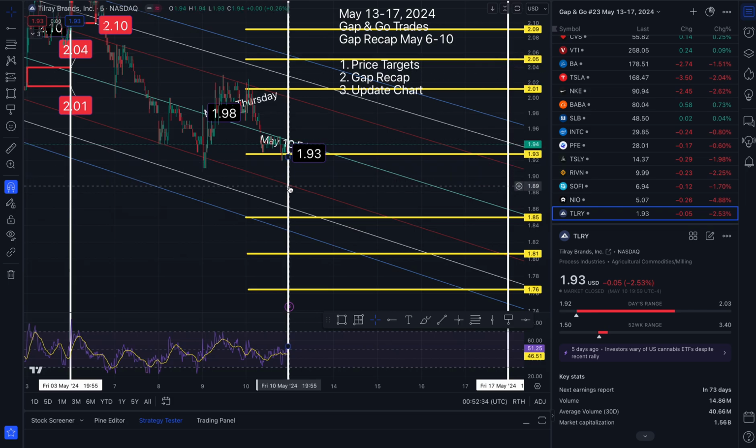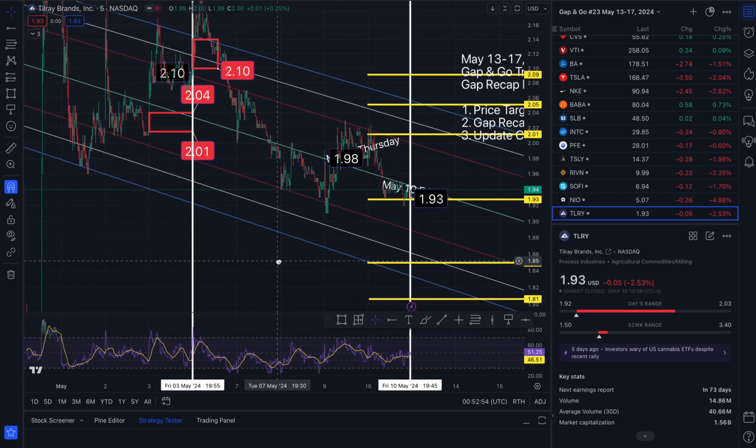To the south side, 189 at -2 standard deviations and support and a potential buy-in area. 186, I'll explain the yellow lines in just a moment, and at -4 standard deviations, $1.93.